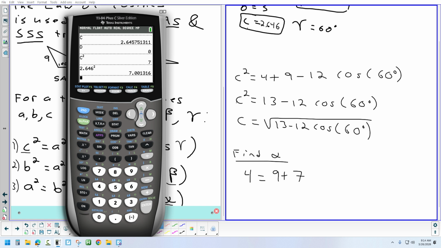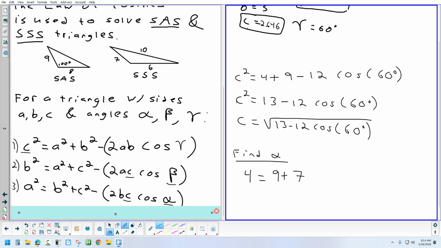Okay. So any question on why I use the C on the calculator and not 2.646? A little bit more accurate. All right, and we get a much nicer number. I don't have to work with a decimal. I'm not saying you can always avoid decimals, but this time I did.